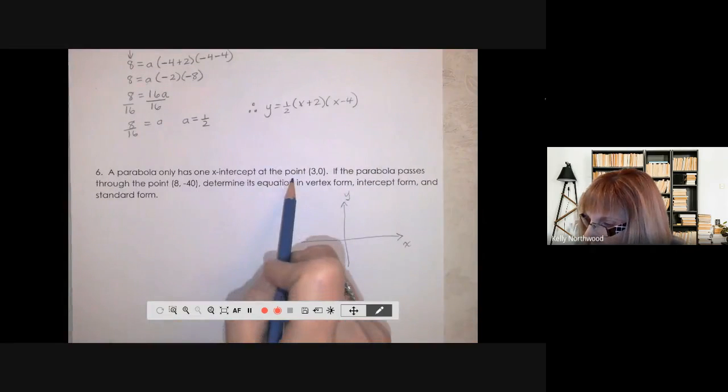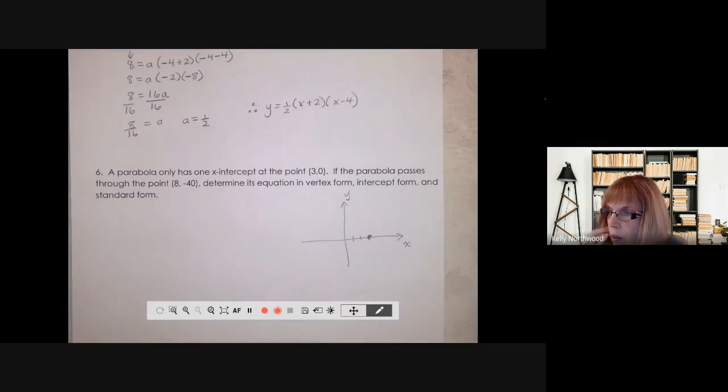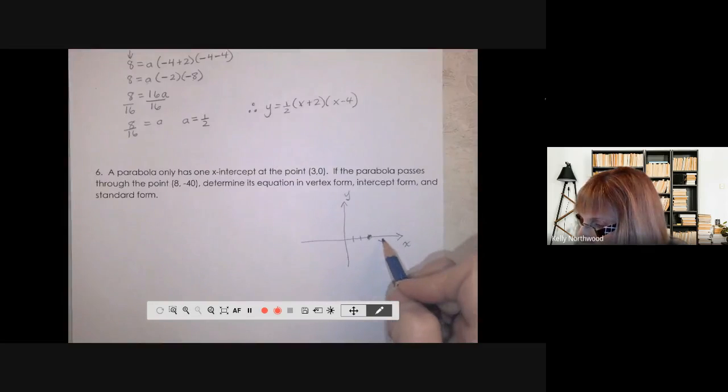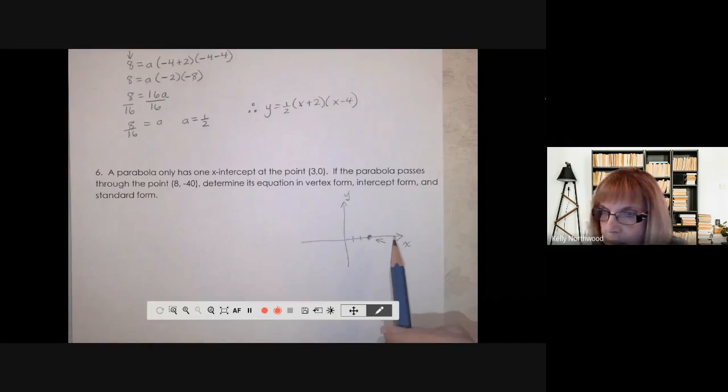If a parabola only has one x-intercept and it's at 3, 0, what does that mean this point represents other than the x-intercept? Anyone unmute yourself and tell me if you know? It's the vertex. It's the vertex, okay?